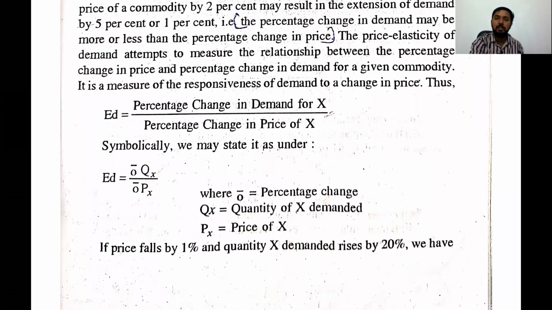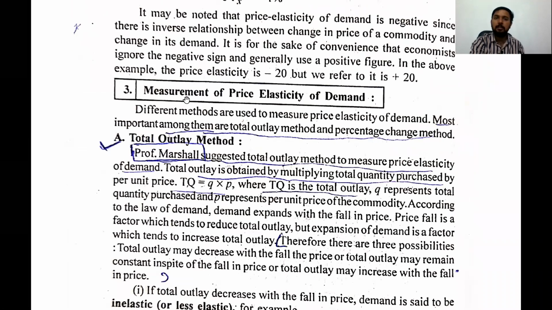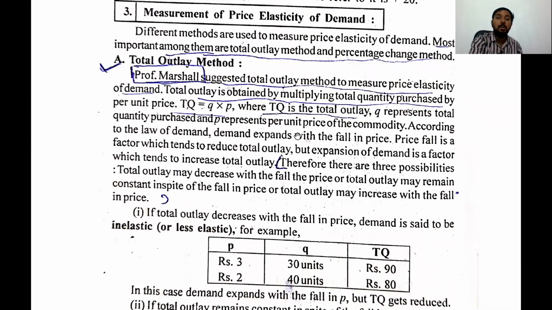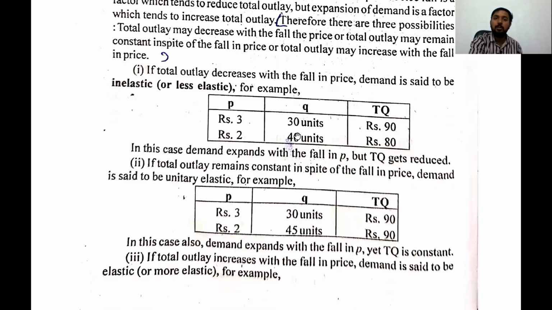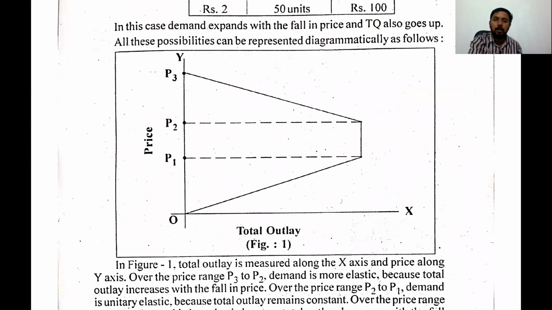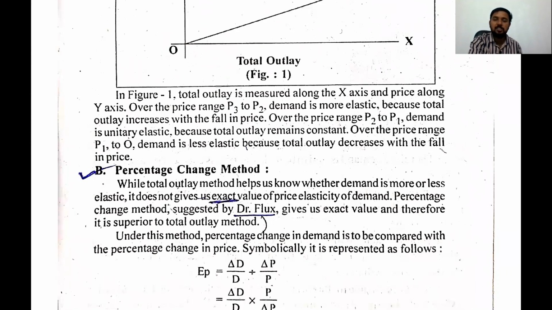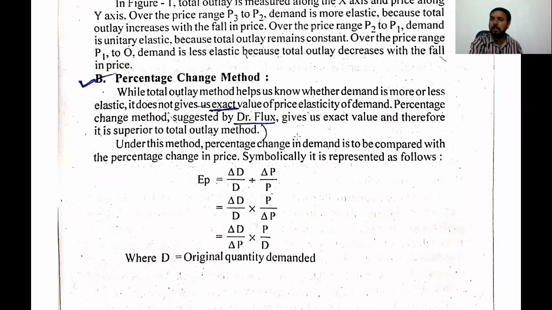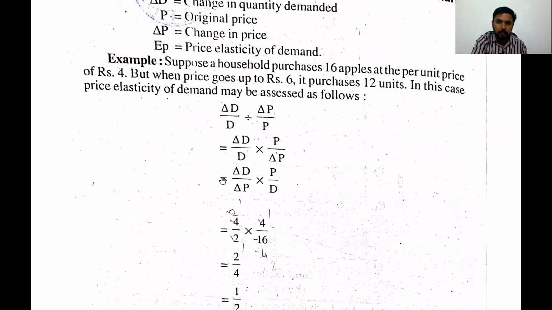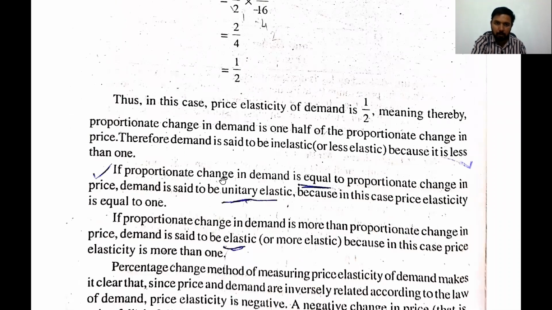We also have seen this formula. Then we have seen measurement of price elasticity of demand. In the measurement, there are two different methods: the total outlay method. What the total outlay method is all about, and what the other method, the percentage change method, is about, we already have discussed in our part one. And we have seen this formula also.